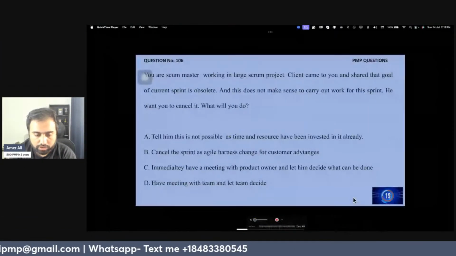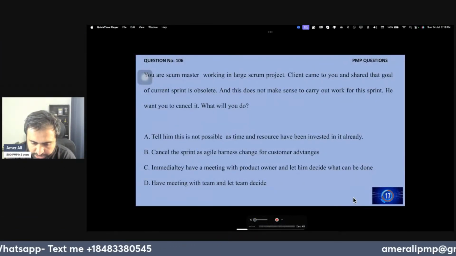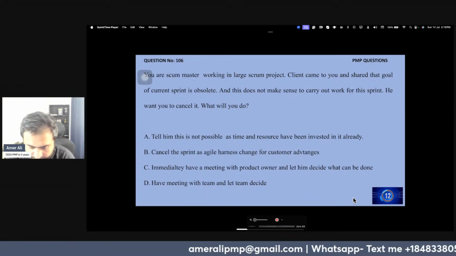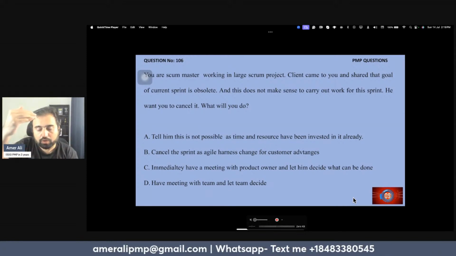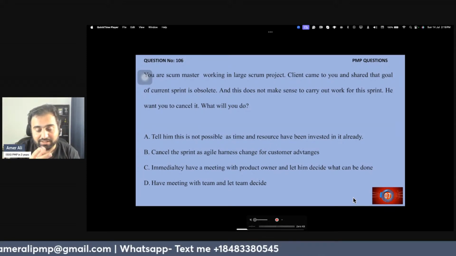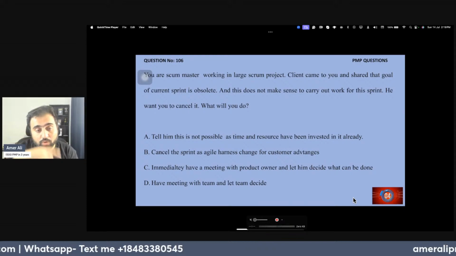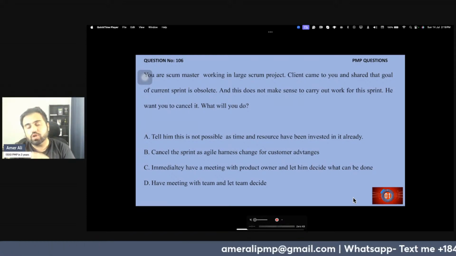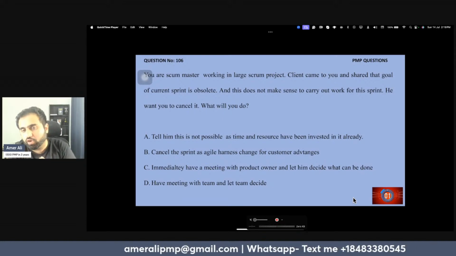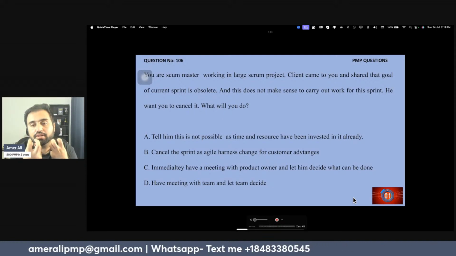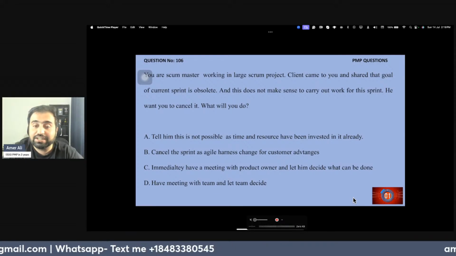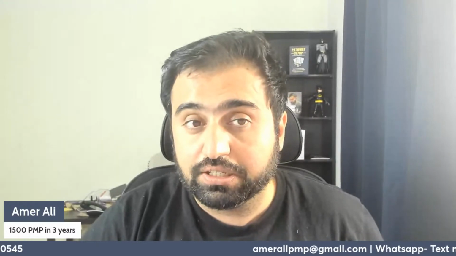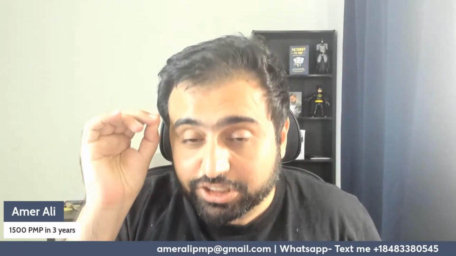You went to the question: you're a Scrum Master working on a large project, the client came to you and shared that the goal of the current sprint is obsolete and it does not make sense to carry out the work. Now you read it one time quickly, but you did not understand. You went to read it again and reread it. So actually you have to read it 3 times, maybe even 4 times, because you are not following the most critical step of solving question answers. You are moving quickly. You are not reading it slowly.